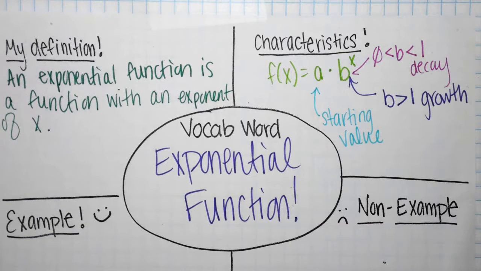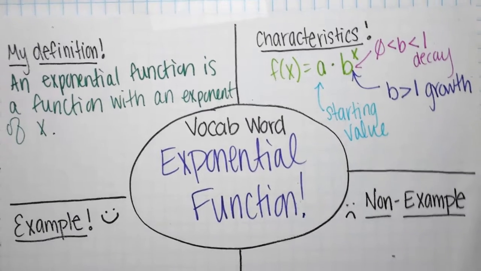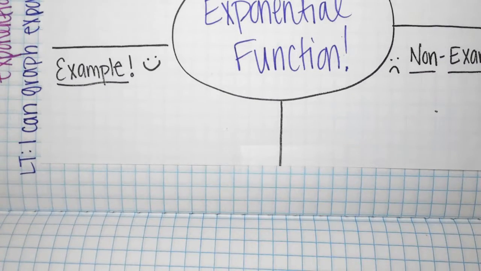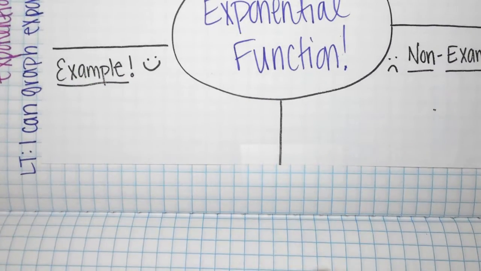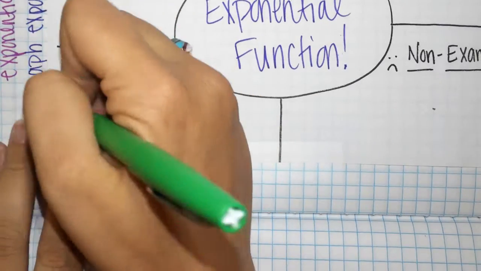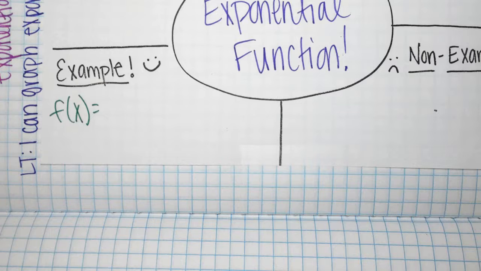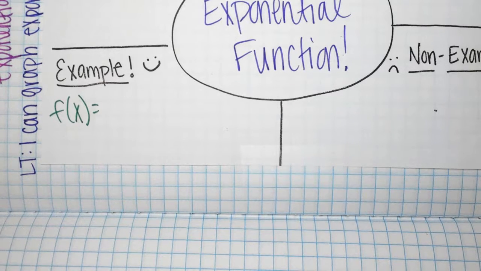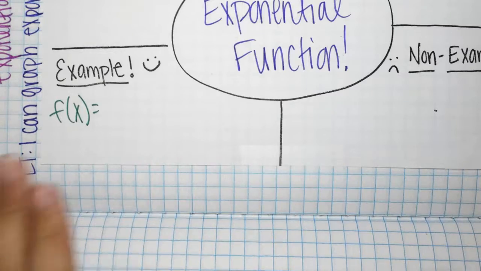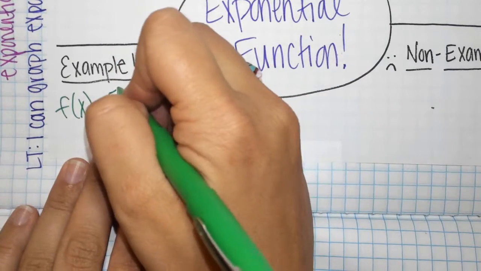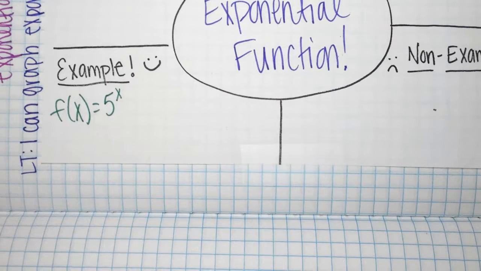Are we ready to show what an example would look like? Okay. So, it has to have x as an exponent, correct? That's what we wrote down up here as our definition. So I could say f of x equals, and if I wanted it to be a growth exponential function, it would have to be greater than 1. So pick a number greater than 1. And it has to have x as an exponent, so we're going to write x. That is an exponential function.